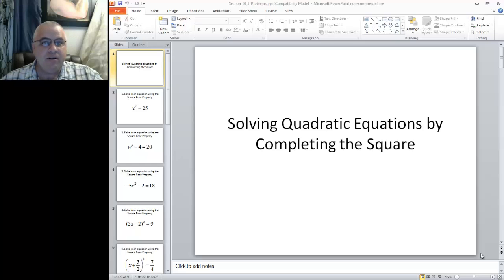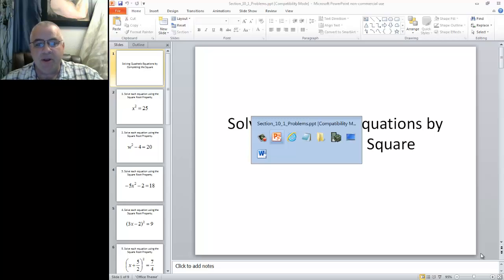Let's take a look at solving quadratic equations by completing the square. The first topic we're going to take a look at is the square root property.